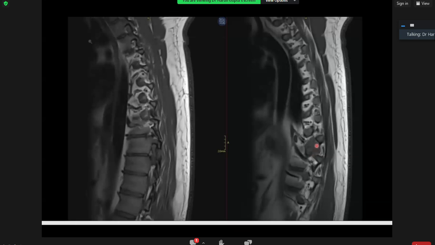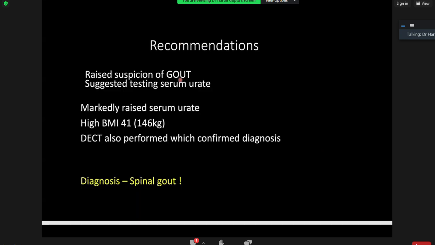We thought, because this is a young patient, this is a joint-based abnormality involving two different joints with a soft tissue component. We raised the possibility of gout and asked them to check the uric acid level. They came back and said the uric acid is markedly elevated. The patient is markedly obese, 146 kilograms, and then the DECT was performed, which confirms spinal gout. The good thing for him is he had a history of fall and had a CT scan, and the radiologist was able to diagnose gout. So do remember that you can see strange things in the spine.